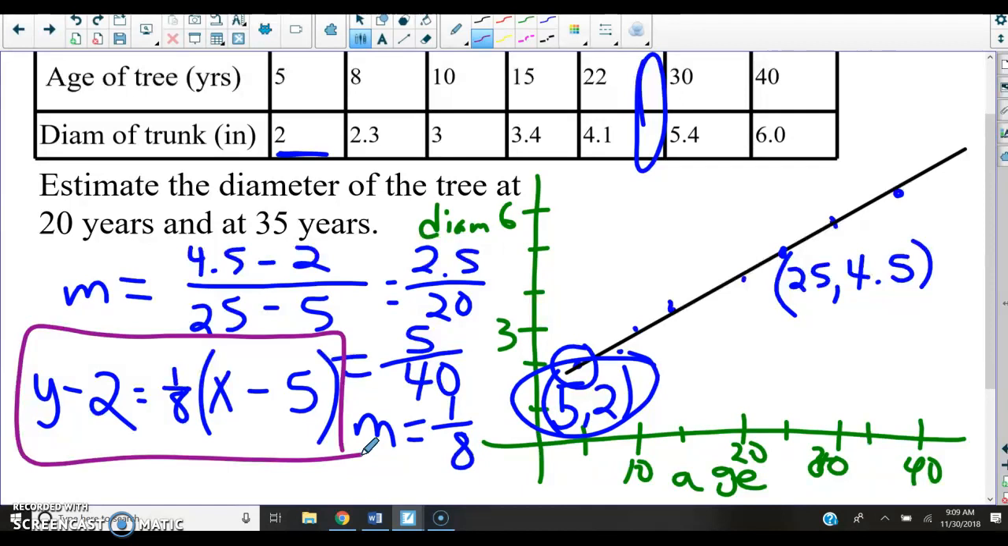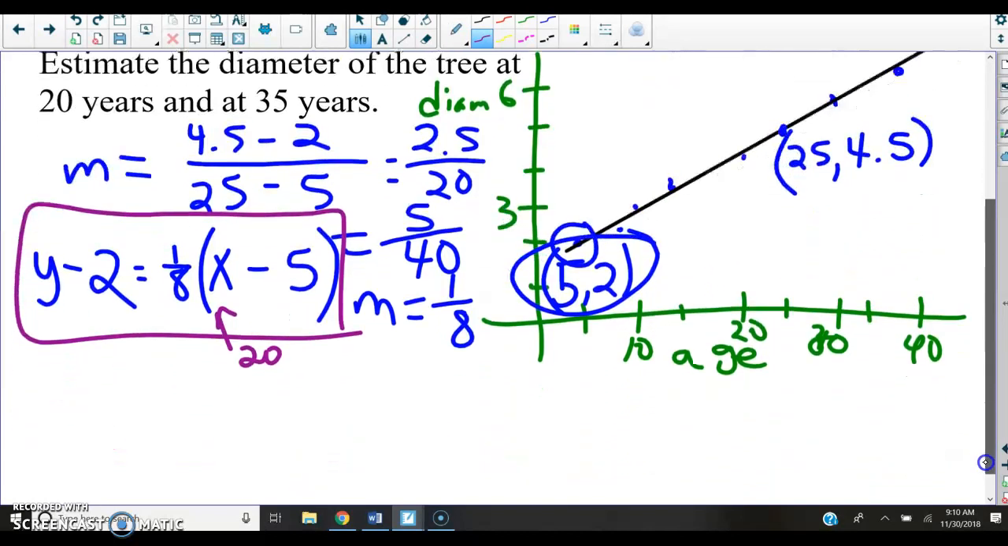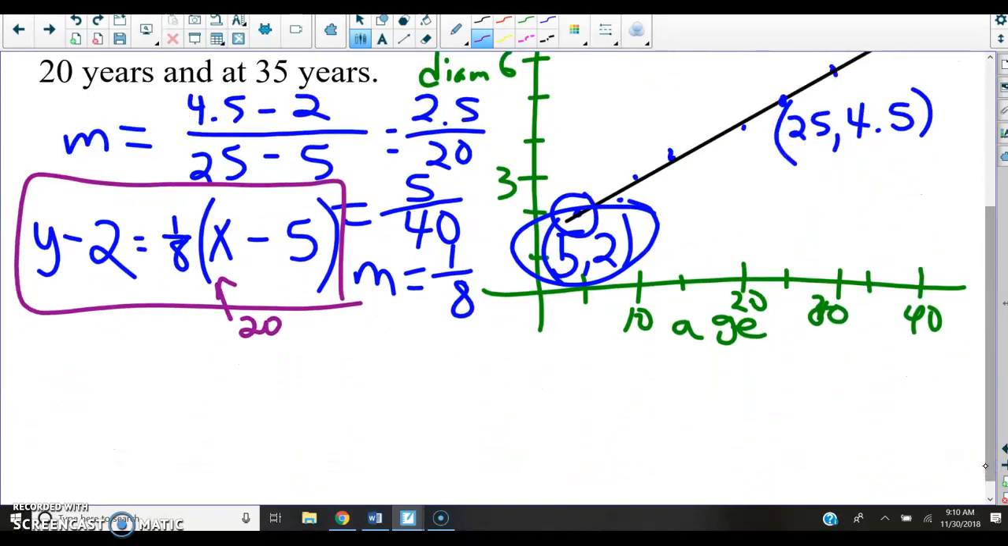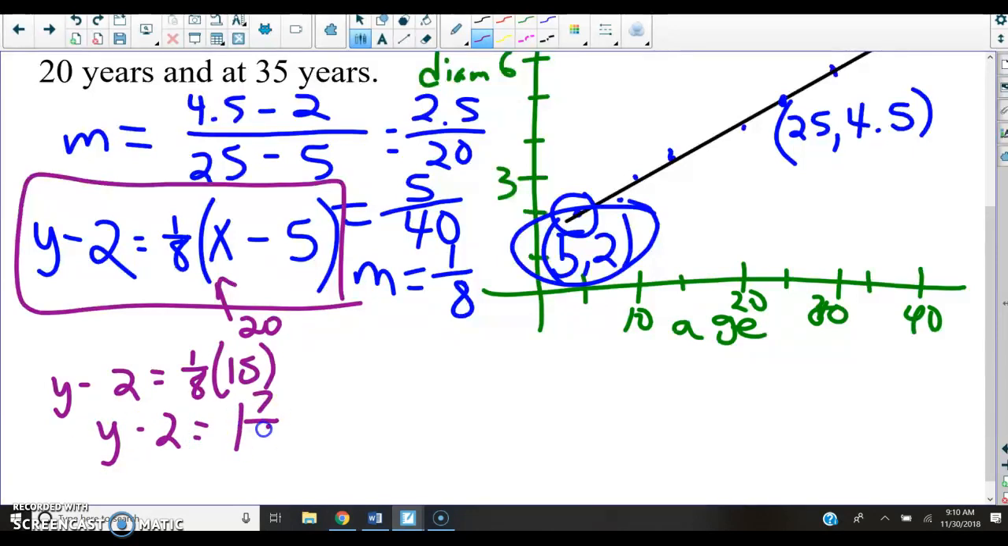Now, when it says to estimate the diameter of the tree at 20 years, I'm going to put 20 in for x. So 20 minus 5 would be 15. So 1/8 of 15 would be 1 7/8. And if I add 2 to that, I would get 3 7/8. So at 20 years, I would have a 3 7/8 inch diameter tree trunk.